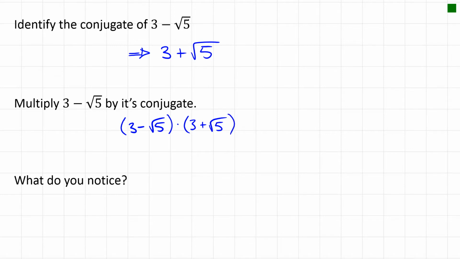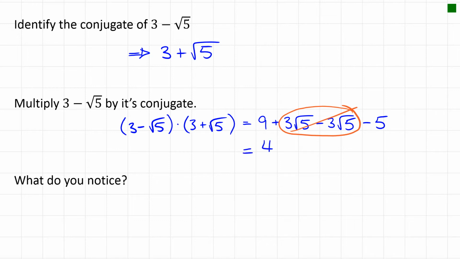And to do that, we'll have to FOIL. So first, 3 times 3 is 9, and then I have 3 root 5, and then I have minus 3 root 5, and finally negative root 5 times positive root 5 is just negative 5. And what do we see happen? Well, these two radical terms from the outside and inside of our FOIL, they cancel each other out, and I'm left with 9 minus 5, which is equal to 4.